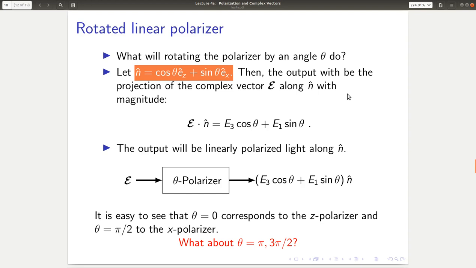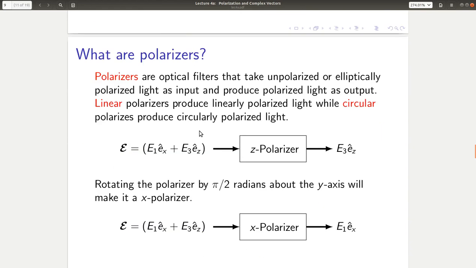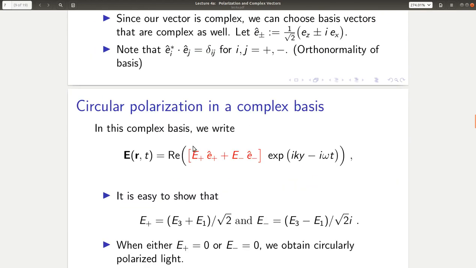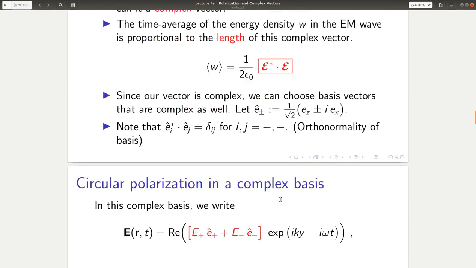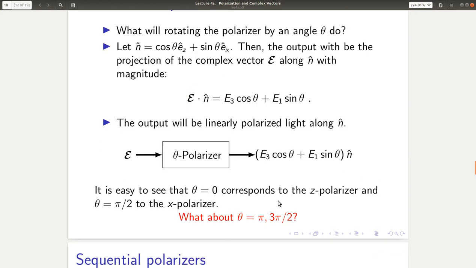If you rotate a polarizer, then the output will be the projection of the complex vector along n cap, with magnitude cal epsilon dot n cap. You just do this, and you see it will be E3 cos theta plus E1 sin theta. You remember E was in this form. If you dot it with n cap, which was cosine theta Ez cap plus sine theta Ex cap, you will get E3 cosine theta, and the dot of the other part gives you E1 sin theta, and that's what we have written here.